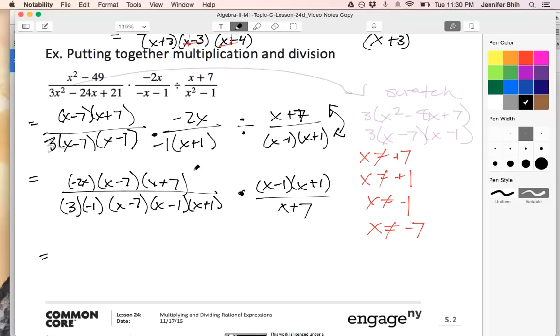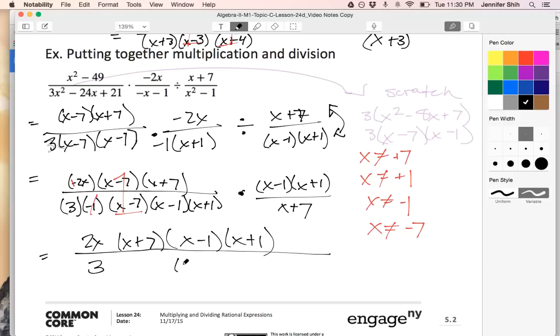And now that everything is written out, I can continue to multiply. There are some things that I can simplify already. I can also take out a negative from here and cancel it out with this negative. So I am left with, I'm going to combine the rest of my factors. So I have 2x left. I have a 3. I have x plus 7. I have x minus 1, x plus 1.